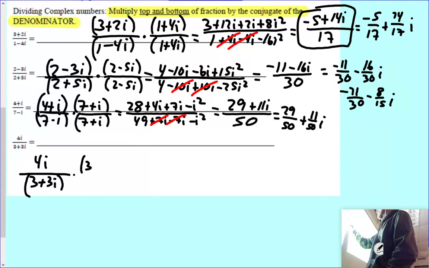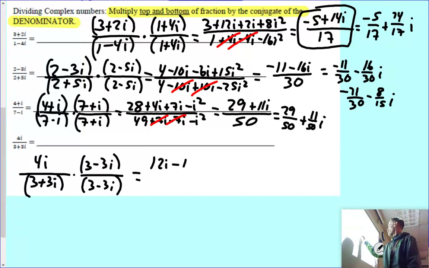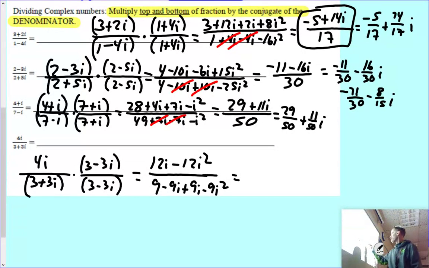for this one, again, we still do the conjugate, nothing changes. But notice on top, the top is just distributing. So this is 12i minus 12i squared. Bottom, still FOIL or box. So the top is just positive 12 plus 12i over, middle terms cancel, 9 plus 9 is 18.